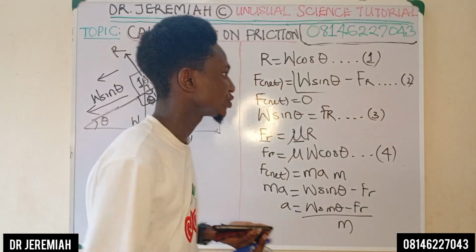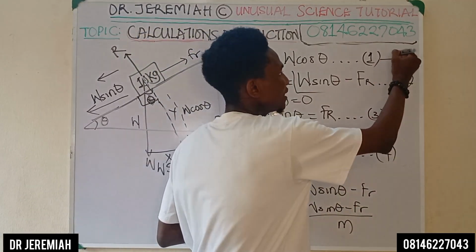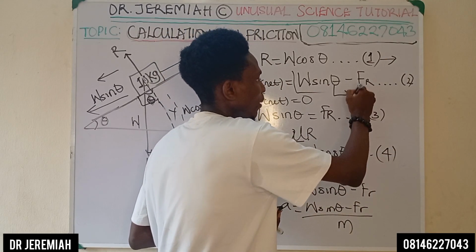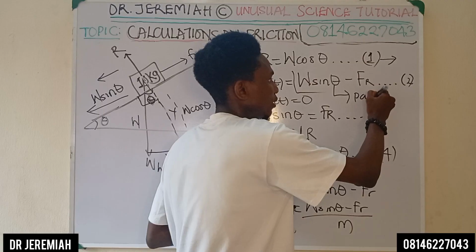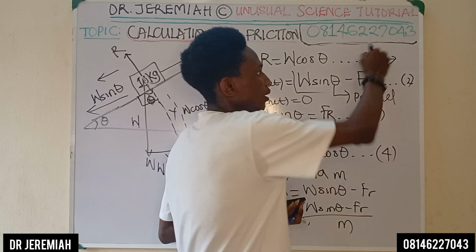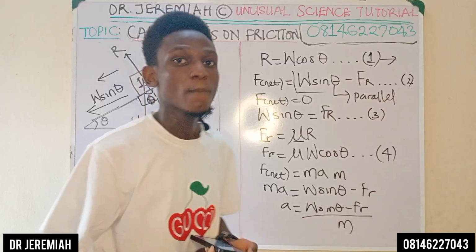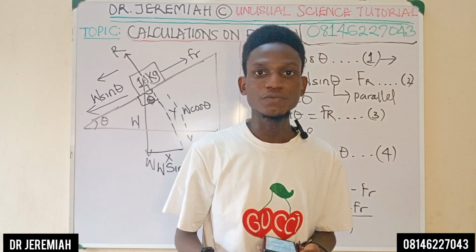With this, we are going to solve questions now. Just note that this is perpendicular to the plane and this is parallel to the plane. That's along the plane, perpendicular to the plane. So I think with this we are good to go. Now let's solve the first question for today.